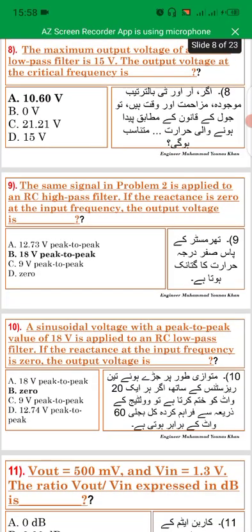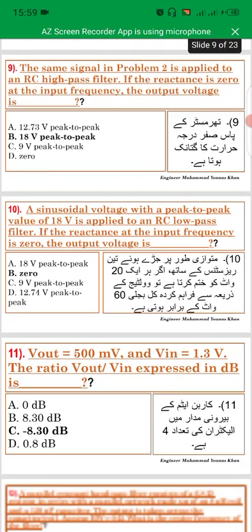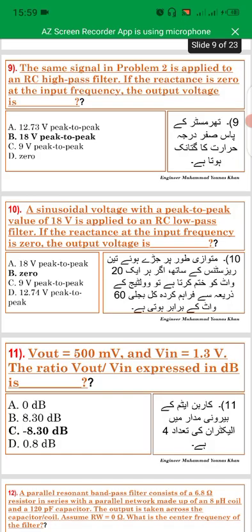The same signal in problem 2 is applied to an RC high pass filter. If the reactance is 0 at the input frequency, the output voltage is 18 volt peak to peak. A sinusoidal voltage with a peak to peak value of 18 volt is applied to an RC low pass filter. If the reactance at the input frequency is 0, the output voltage is 0.